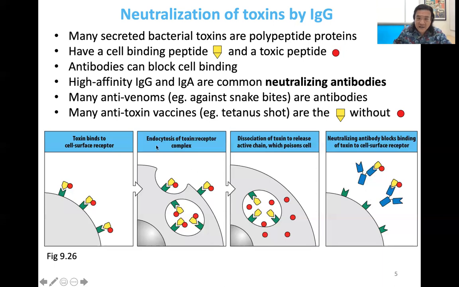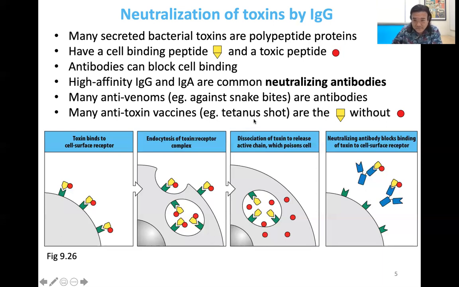Many anti-toxin vaccines, for example, the tetanus shot. I think most, if not all of you, have been vaccinated against tetanus. And then, every few years or so, you go to your doctor just for a regular checkup. Although, most of you, since you're college students, I don't know when the last time is you've been to your doctor, right? I know I never went when I was a college student. But anyhow, you're surprised sometimes. They're like, oh, you're due for your tetanus booster, right? And you're like, what? Right?